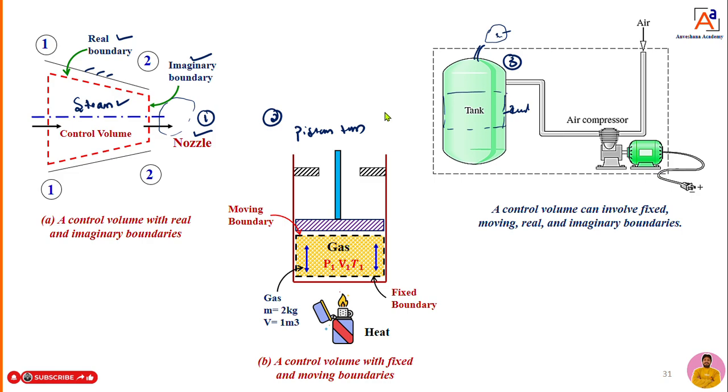Okay, this is about closed system. What are the engineering applications of closed system? When it comes to closed system, it has two boundaries. One is the fixed boundary and the moving boundary. One more, we can say the imaginary boundary. All these we have discussed with some engineering applications.